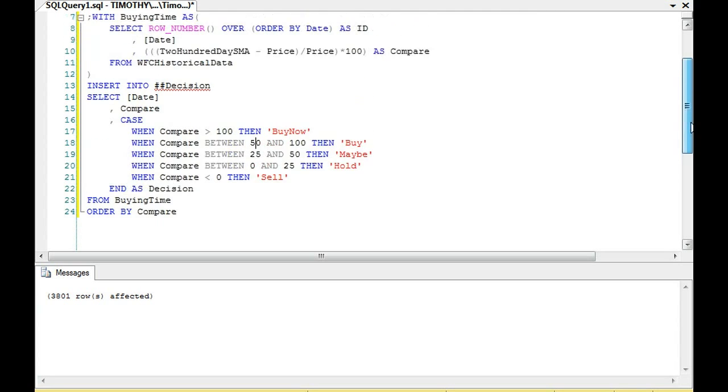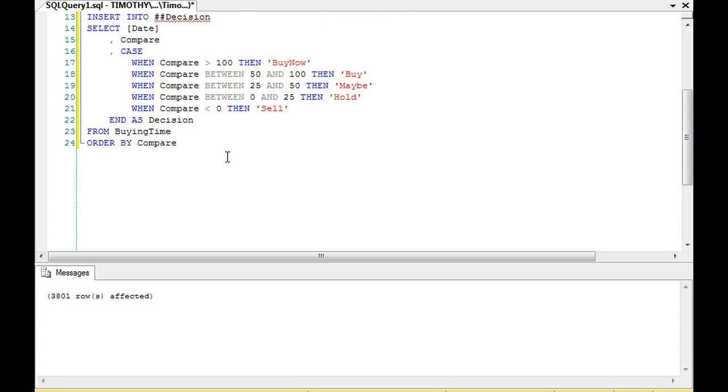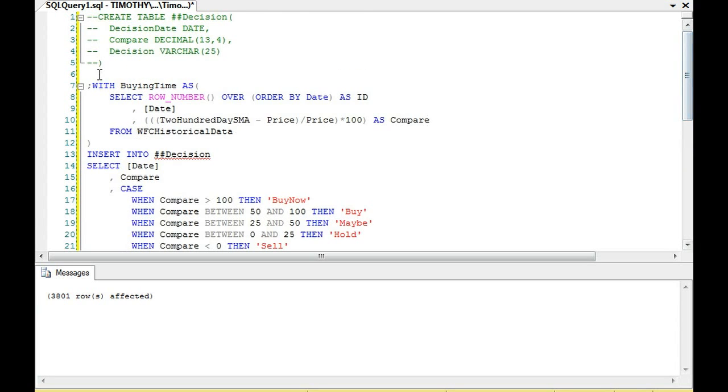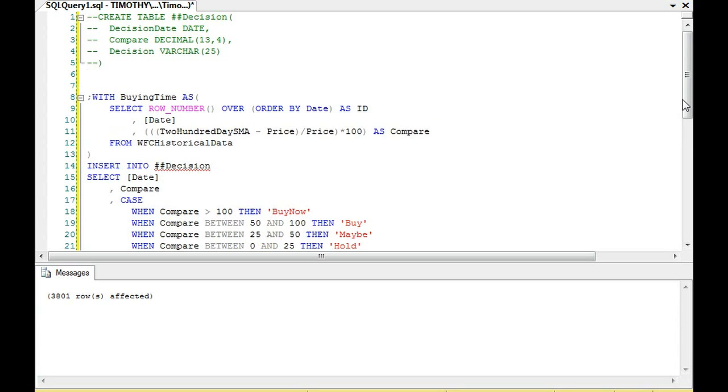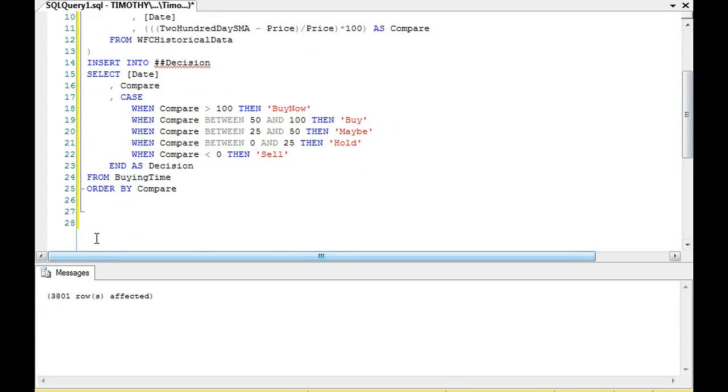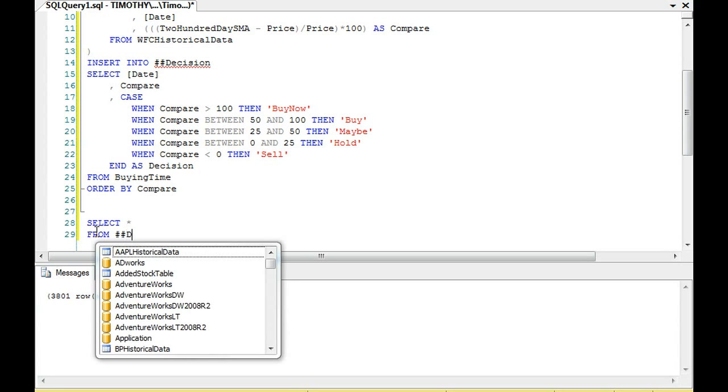Notice too, really quickly, since we're learning how to use SQL Server, that we can just do the insert from the common table expression. That's something to keep in mind. The common table expression can organize our data, do all the aggregates, all the compares, and then we can just insert it into a table. Okay, so now we can select star from our decision table just to see what we have.